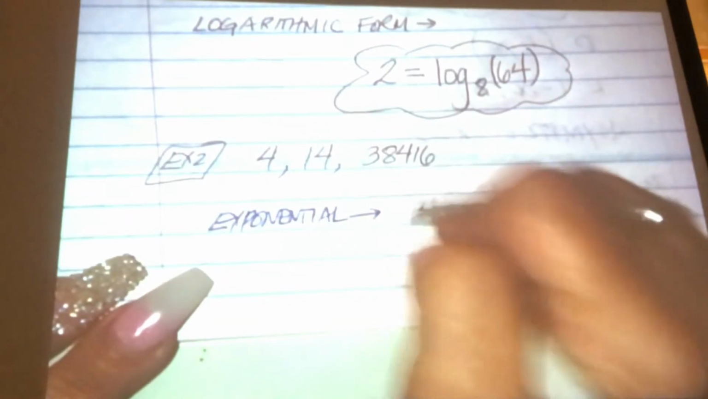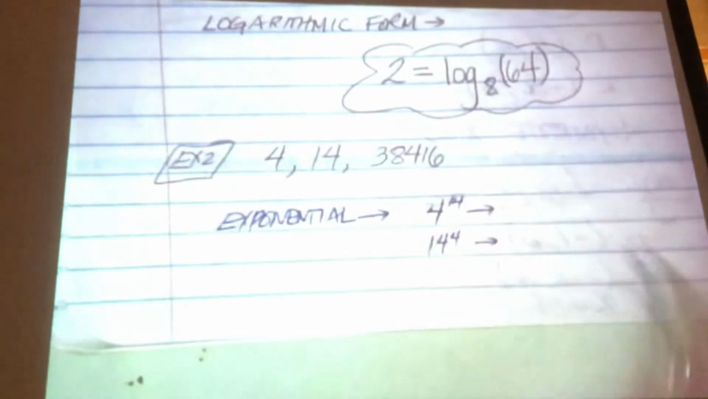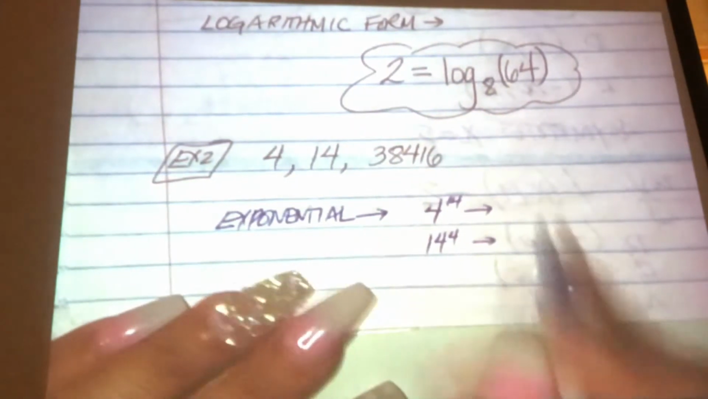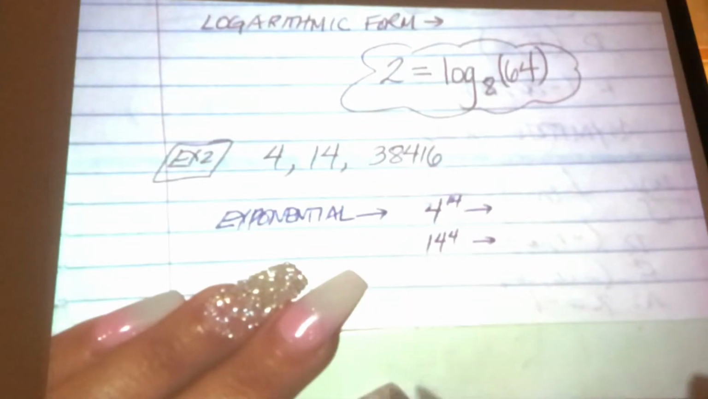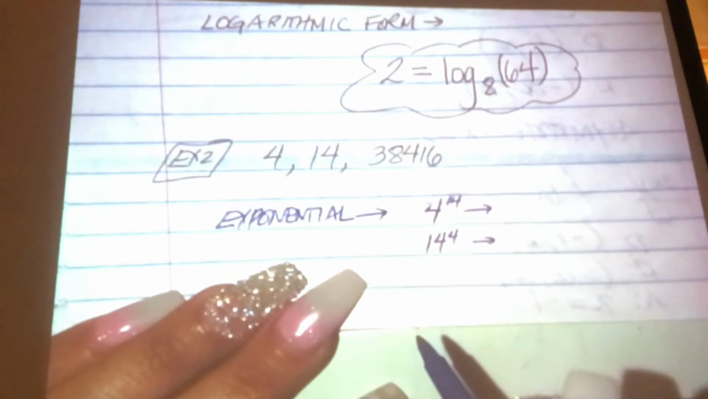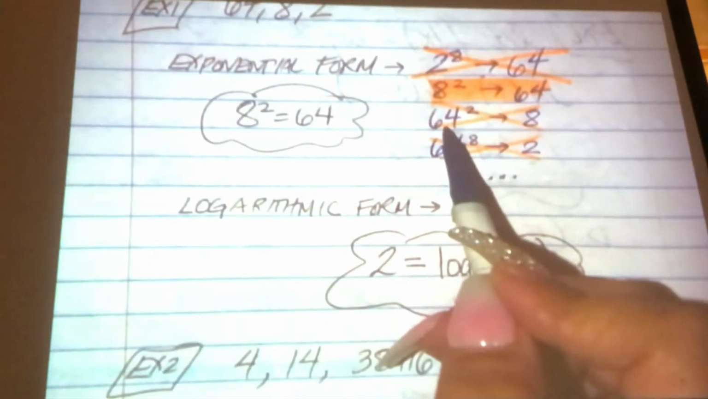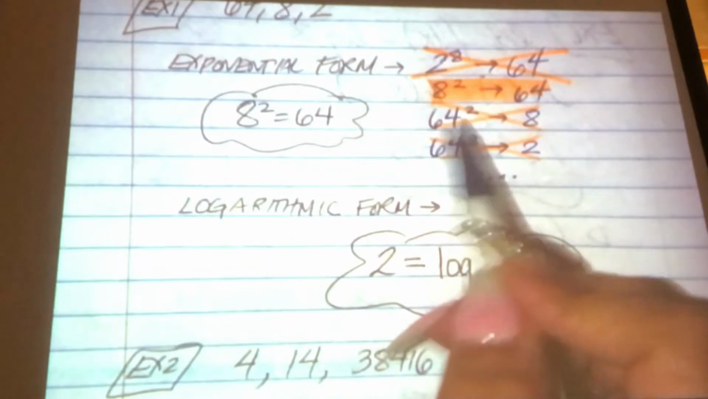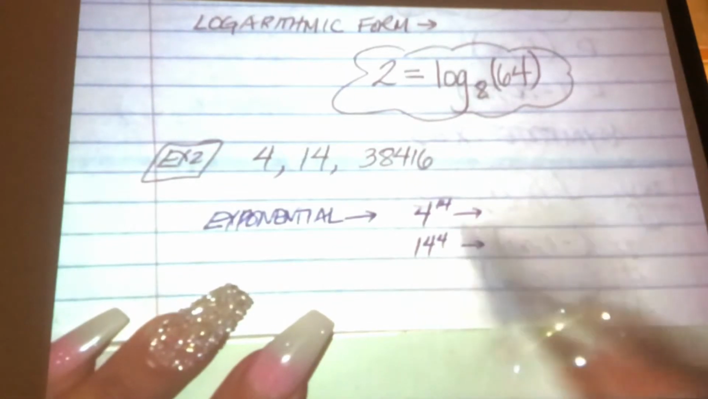It maybe could be 4 to the 14th or 14 to the 4th. But I really doubt that the base or the exponent is 38,416. Do you guys believe that? I really doubt this 64 being the base. It's the biggest number, it's not like my number got smaller. So why would the base be 38,416? So I have a feeling it's one of these two.